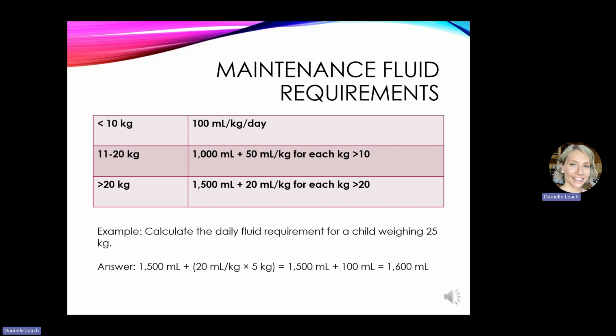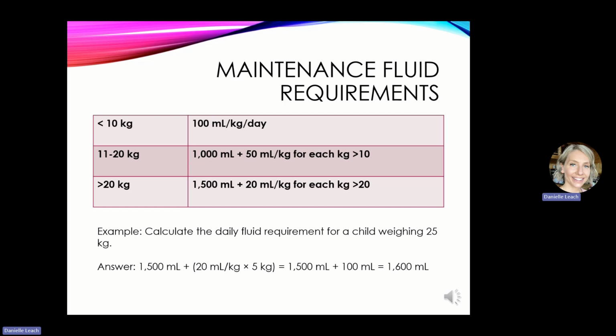If their weight is between 11 to 20 kilograms, we're going to start with 1,000 mils, and then add 50 mils for each kilogram that is above 10. Then if they're greater than 20 kilograms, we're going to start with a base of 1,500 mils, and add 20 mils for each kilogram that's greater than 20 kilograms.